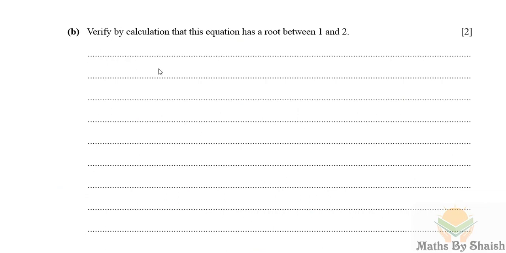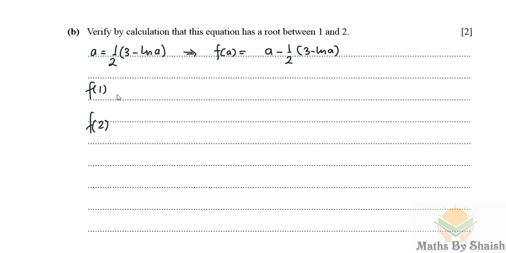Here's the b part. Verify by calculation that this equation has a root between 1 and 2. So a was 1 over 2 times 3 minus ln a, so we can make a function in a as a minus 1 over 2 times 3 minus ln a. Just take this one side and take it as a function. Now we'll check for f of 1 and f of 2. If they have opposite sign, it means the root will lie between 1 and 2.